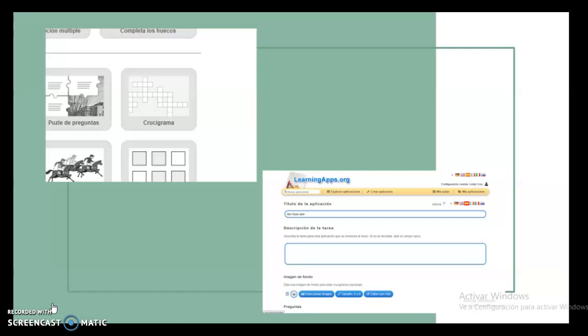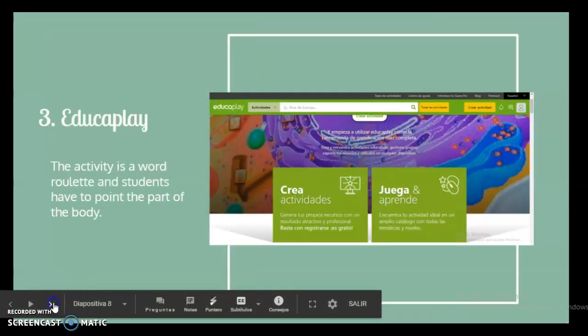If I have the opportunity to work or to teach with a big group of students, I could divide the group in two, and the idea is that they ask among them in order to write the words. The idea is that one group asks the question and the other one has to answer what the specific part of the body is. That's my idea.